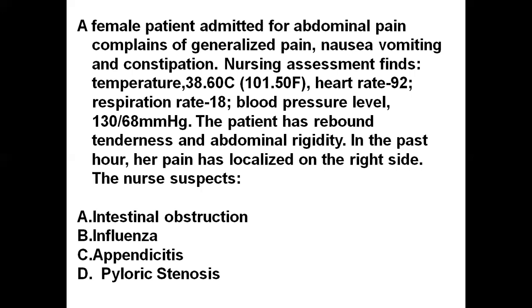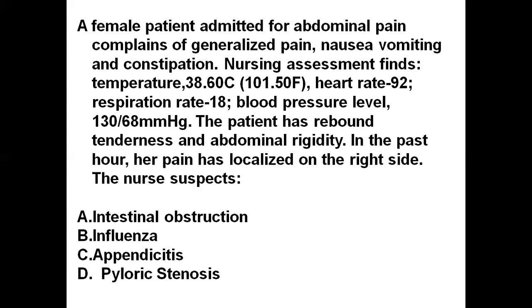Here we see abdominal pain and generalized pain, nausea, vomiting, and constipation also. There is fever also; see, the temperature is high, so fever is there. And the patient has rebound tenderness and abdominal rigidity, and right-sided pain is located. So what will be the answer here?